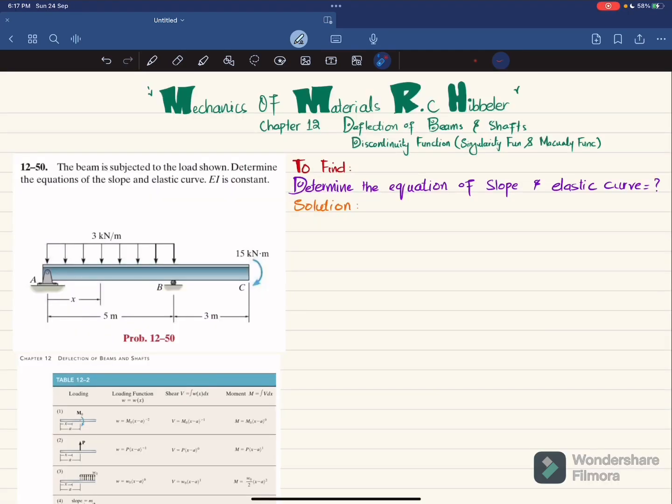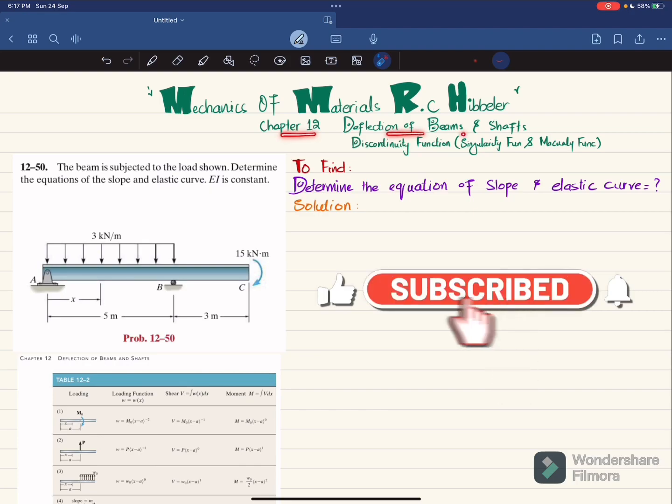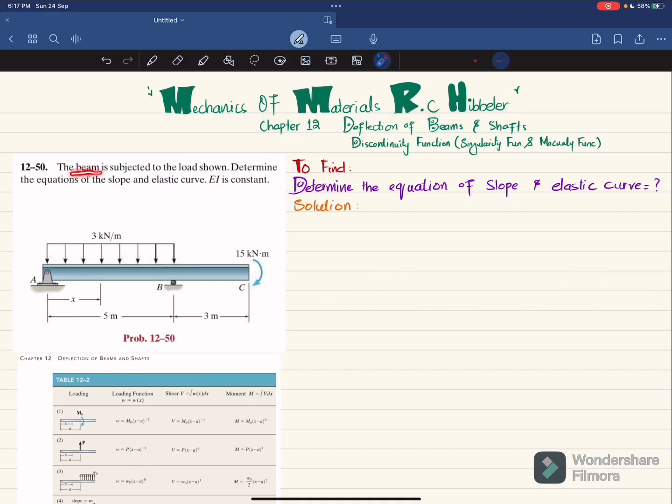Welcome back. In this video, we are going to solve problem 12-50, and this problem is taken from chapter number 12, Deflection of Beam and Shaft. And the book name is Mechanics of Material by RC Hibbeler. So the statement is: the beam is subjected to the load shown, determine the equation of slope and equation of elastic curve.